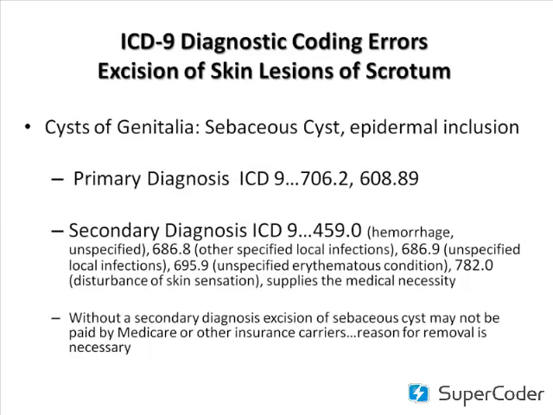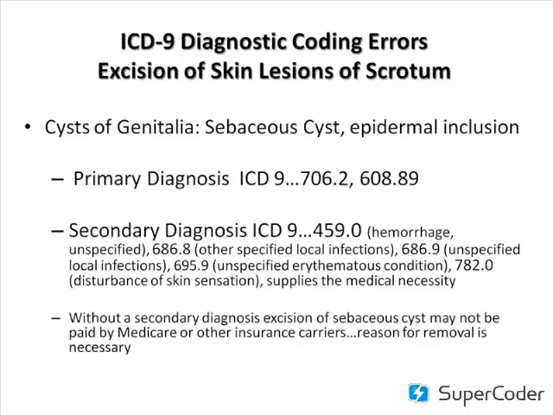Let's go to page 4, and let's talk about the excision of skin lesions of the scrotum and ICD-9 diagnostic coding errors. When we look at cysts of the genitalia, most likely cysts of the scrotum, we are talking about a sebaceous cyst or an epidermal inclusion cyst. The primary diagnosis, the ICD-9 for sebaceous cyst, is 706.2, and the primary diagnosis for an epidermal inclusion cyst is 608.89.